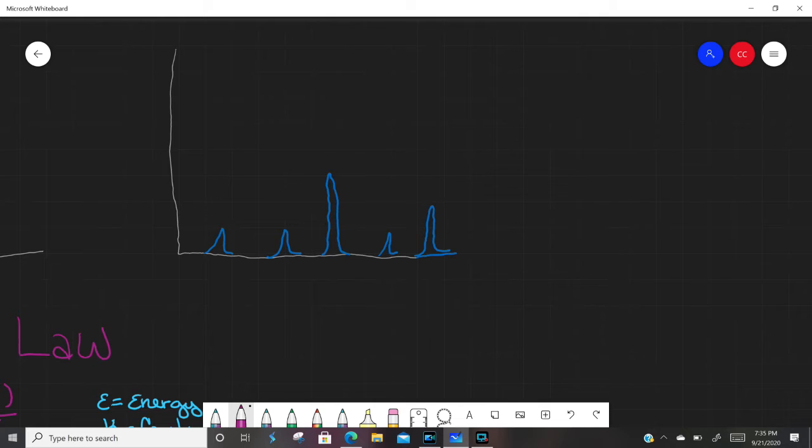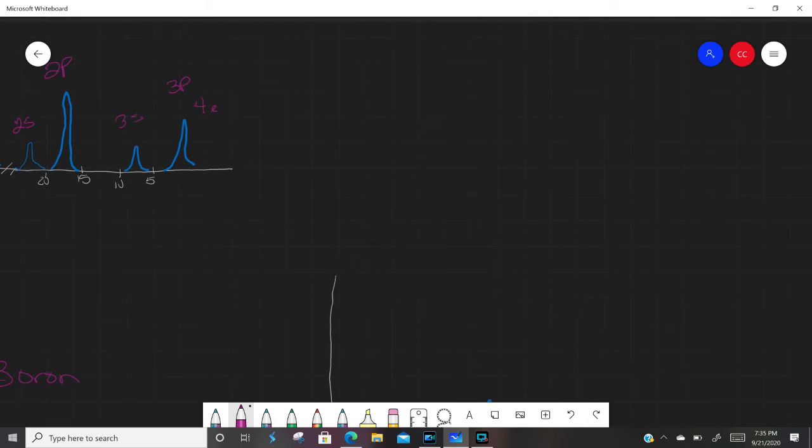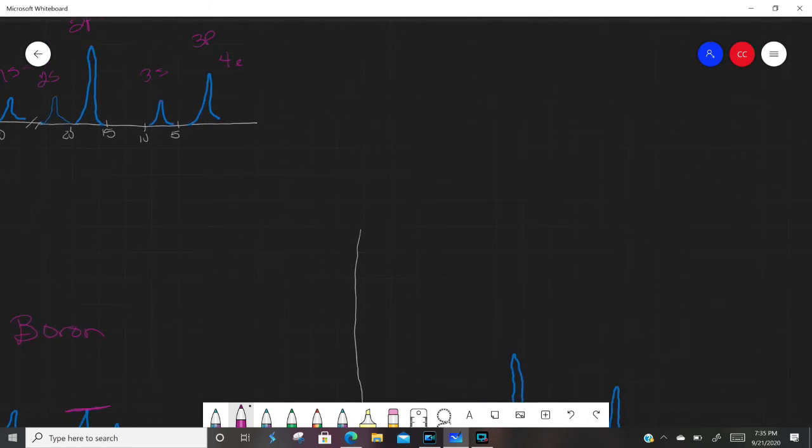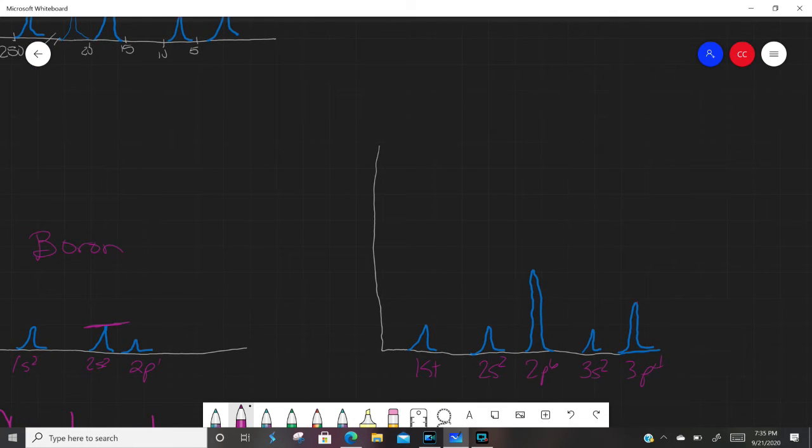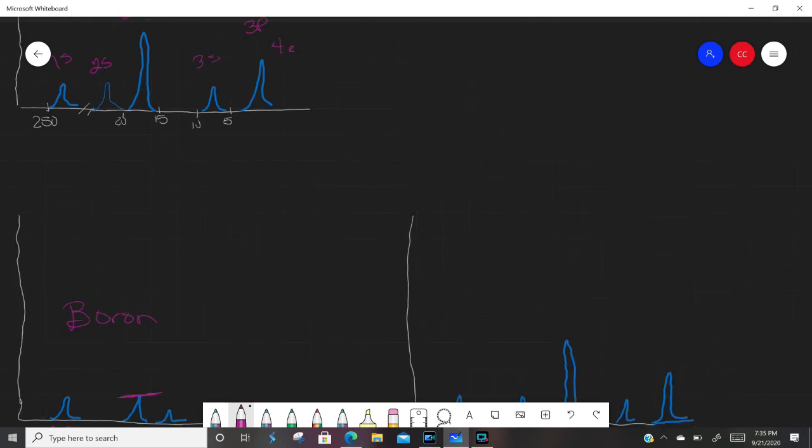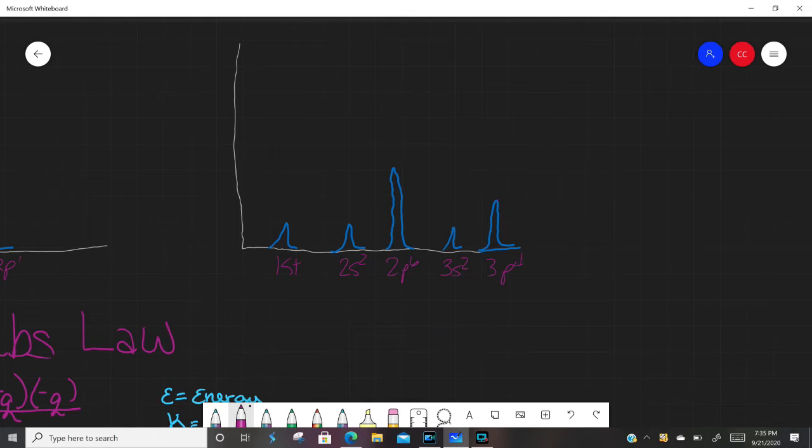If we look at this one, 1s2, 2s2, 2p6, 3s2, and again, this looks like it's double, so 3p4. Did we do that one? We did. So again, it looks like sulfur again.